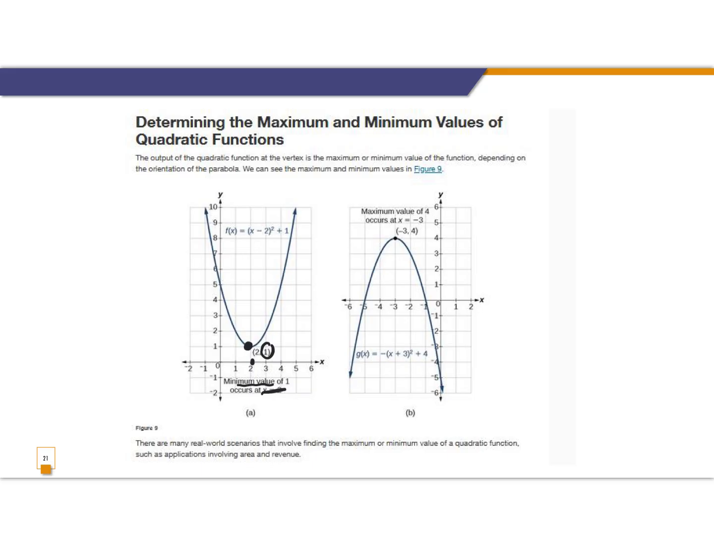Let me get my color. The y value is up at 4. That is my maximum value. Where does it occur? At the x value, negative 3. But the maximum is 4. That's what we're doing there.